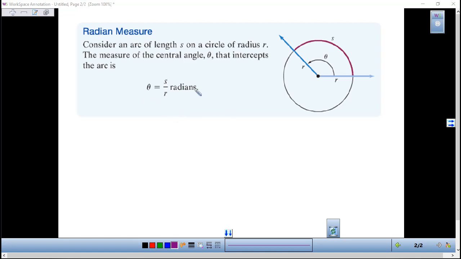Now, not only can we do that, but we can also work backwards, or do a little bit of math here, and say that S equals, and we just multiply both sides by R, and we have R times theta as long as theta is in radians. We're going to see this in just a second, but I wanted you to see where it comes from.